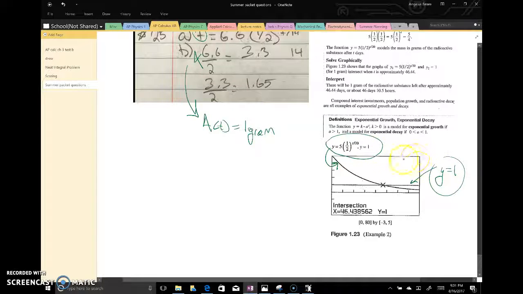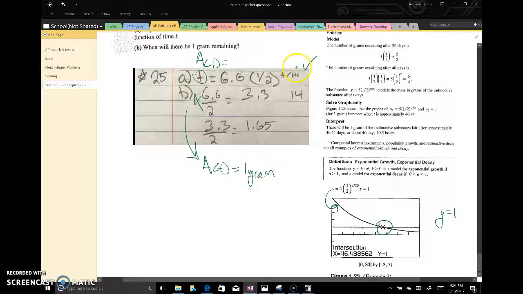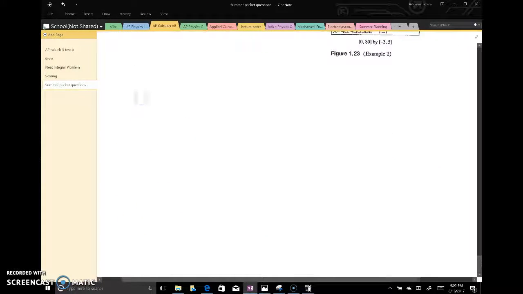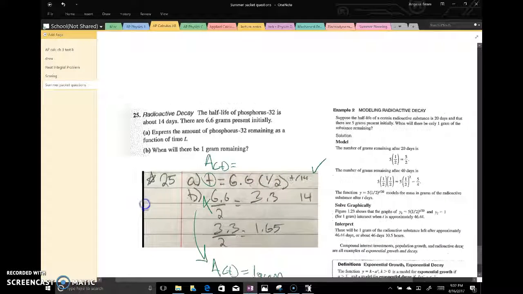Now, obviously, this is for a different problem, so the answer is going to be different. But you can use the exact same graphical technique that I showed you in the last problem to find the intersection again. And that's where this equation is equal to 1, the amount that we're interested in. So you can try that out. You're going to use your graphing calculator to solve that one. And let me know if you have any questions. And it looks like that's it.